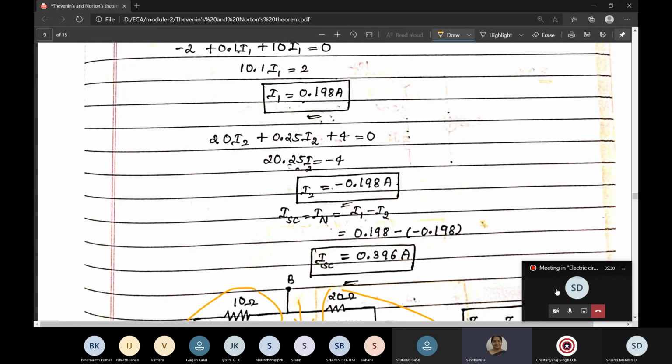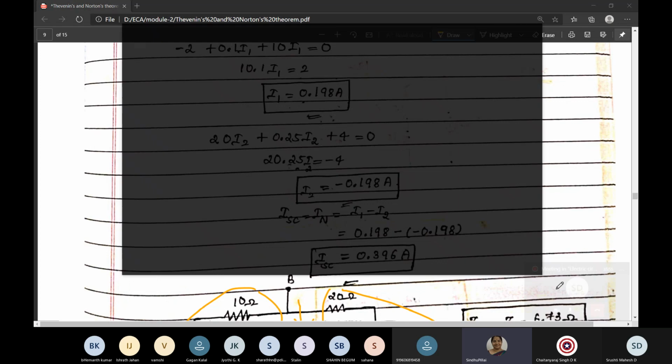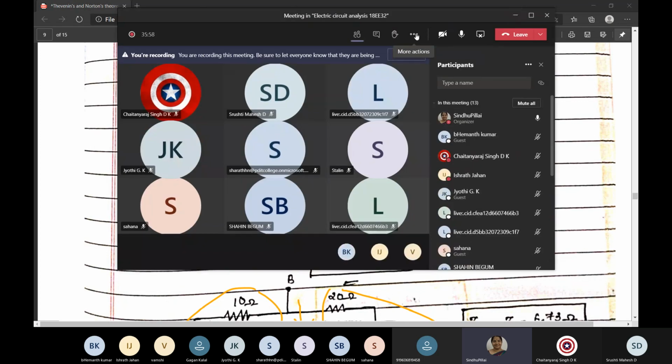Equivalent impedance is found by looking from the load terminal. The voltage sources in the network are shorted and the current sources in the network are opened, and looking from the load terminal, check how the resistor branches are, whether they are in series, whether they are in parallel. Accordingly, find the equivalent impedance.